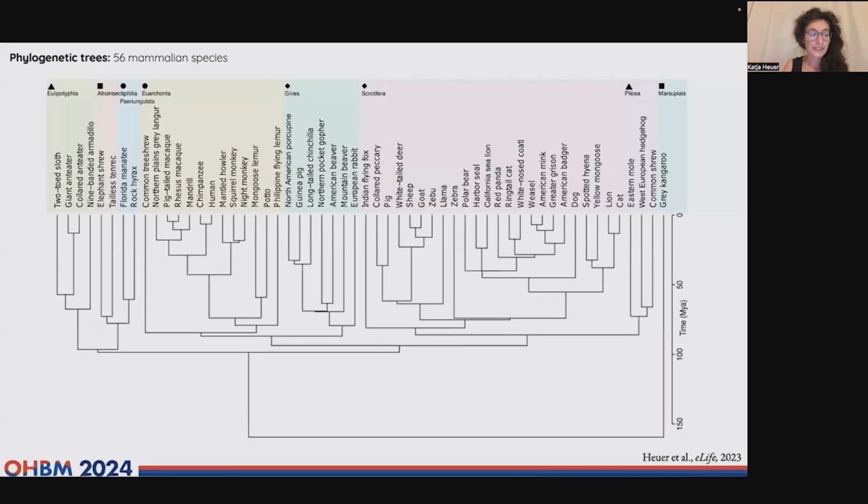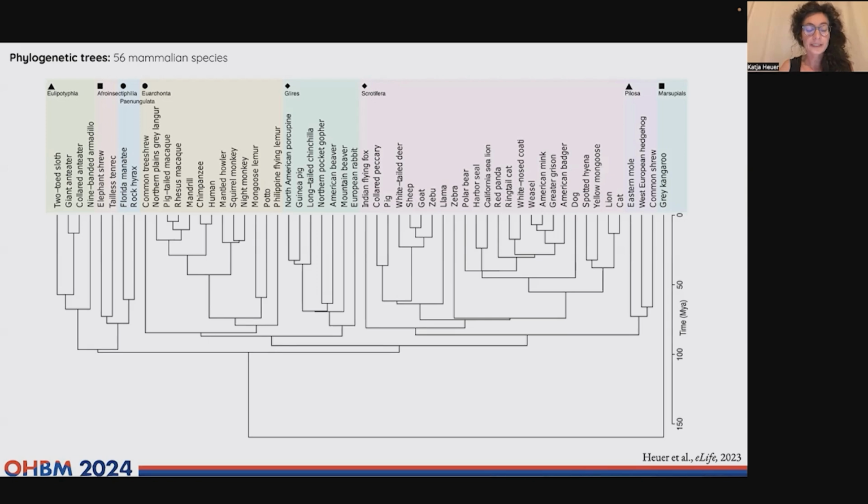Now, how do we do this? So one element we need for this type of analyses is the phylogenetic tree of the species that we'd like to compare. And this is just an example from a recent study we did across 56 different mammalian species. Such phylogenetic trees can be built based on differences of homologous genes and/or traits across species, like morphological traits or other types of data.